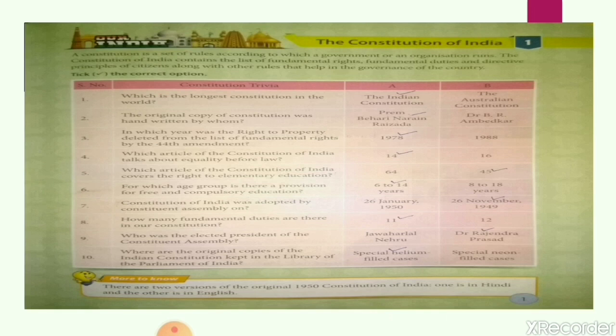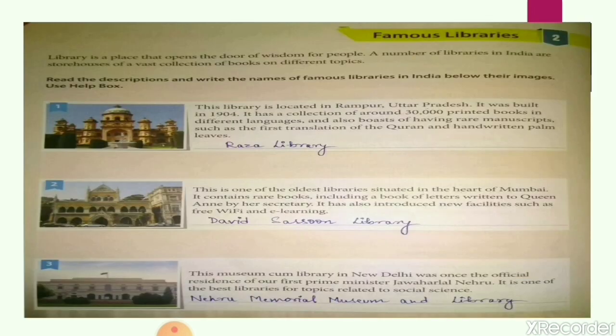Now we will see our second chapter, that is famous libraries. So all we know that a library is a place that opens the door of wisdom for people. It is a storehouse of a vast collection of books, and we will get different topics on different themes and different religions. So many types of books we can get in the libraries. Here some libraries' descriptions are given along with their image, and we have to identify the library.